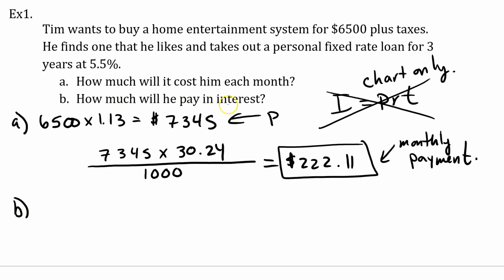B, how much will he pay in interest? So we take the monthly payment and we multiply it by how many payments he makes. I know that he's making 12 payments per year, and we are going to be doing this for 3 years. When I multiply all that together, I get $7,995.96.